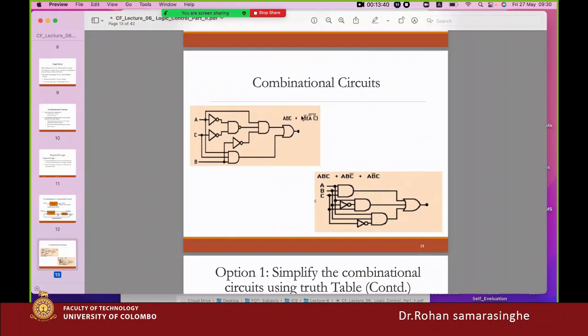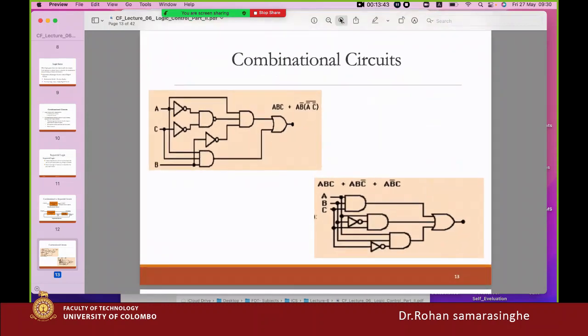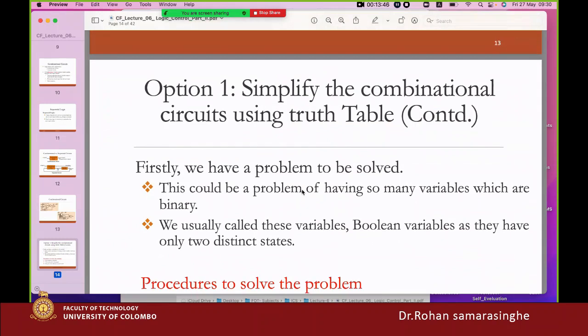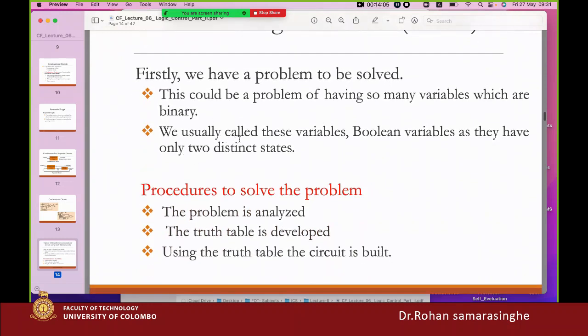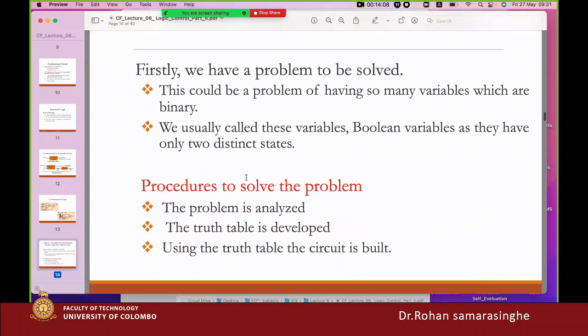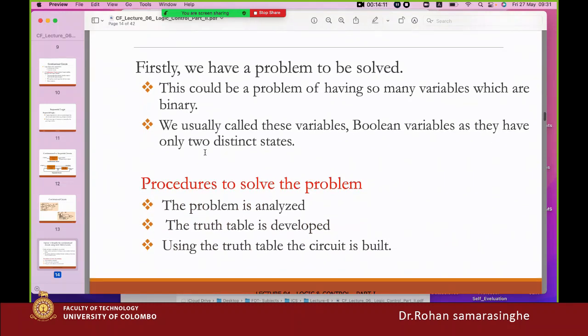Here you can find this type of combinational circuit, and so option 1, simplify the combinational circuit using the truth table. We firstly have a problem to be solved. This could be a problem with many binary variables, which we usually call Boolean variables, and they have only two distinct states, zeros and ones, because computers can only understand zeros and ones.